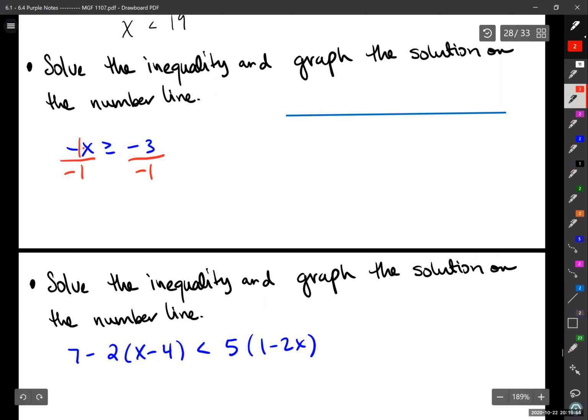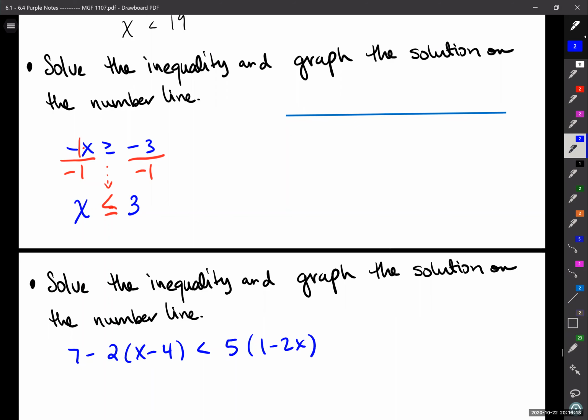But when I'm working with inequalities, that kind of sends up alarms that I should reverse the order of the sign. So I do that first just to make sure I don't forget, because I divided by negative 1. Negative 3 divided by negative 1 is a positive 3. Negative x divided by negative 1 is just a positive x. So now we get our statement x should be less than or equal to positive 3.